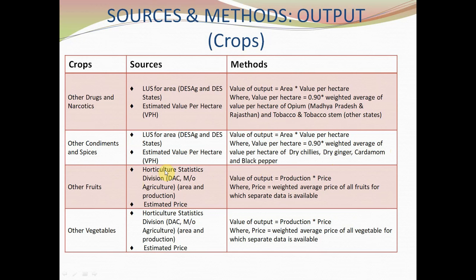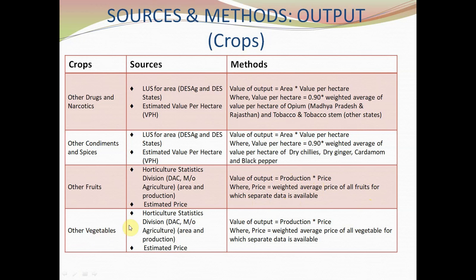In case of other fruits, area and production data is provided by Horticulture Statistics Division, DAC, Ministry of Agriculture, but prices are estimated for other fruits. So value of output will be production into price. Price is estimated by taking weighted average price of all fruits for which separate data is available.